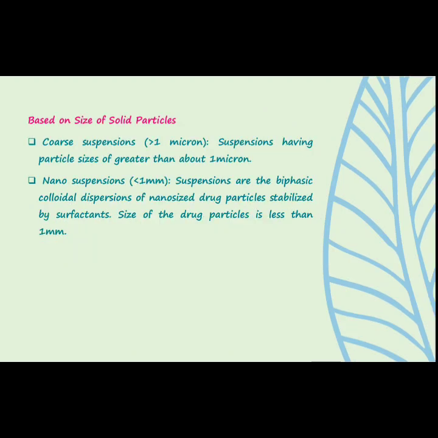Coming to the last type of classification, that is based on the size of solid particles, the suspensions are divided into two types: coarse suspensions having particle size greater than about 1 mm, and nano suspensions. These are biphasic colloidal dispersions of nano-sized drug particles stabilized by surfactants. The size of the drug particles is less than 1 mm.